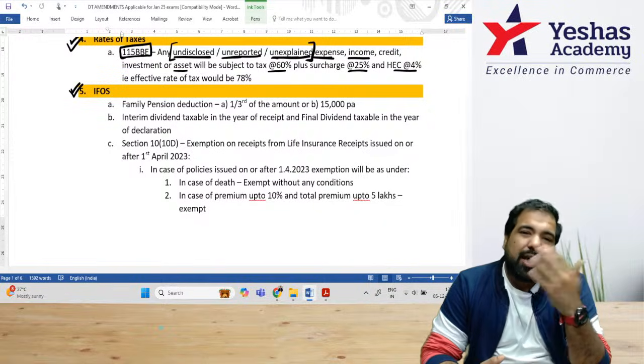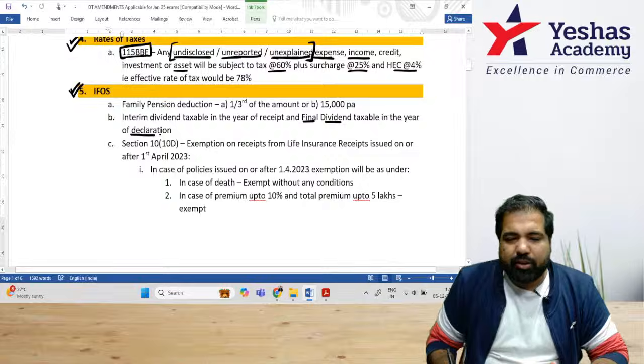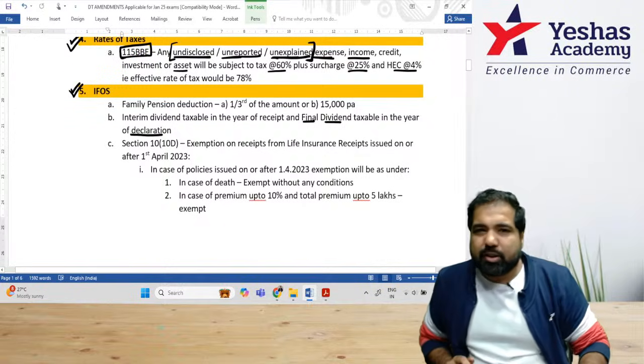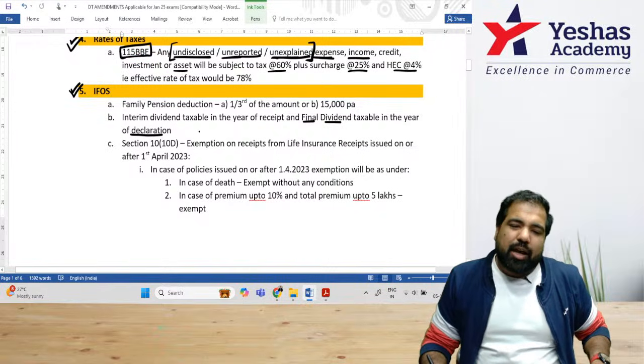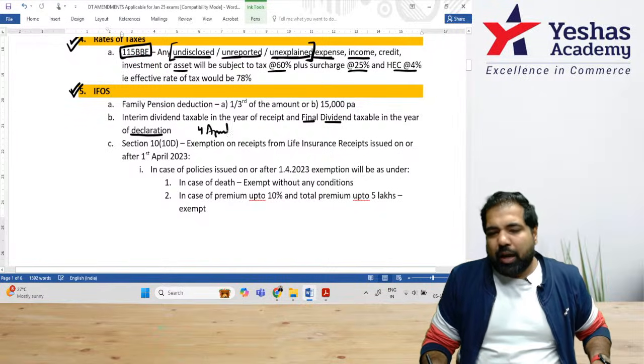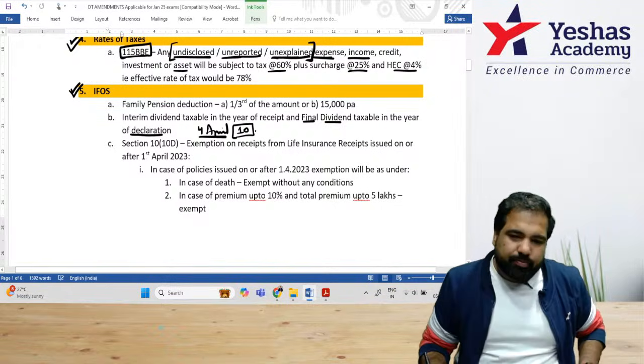If the dividend is given in the annual general meeting, that means it's a final dividend. Then whenever it is declared, the year of declaration will be considered as the year of income. Example, let's say the annual general meeting happens on the 4th of April and they declare a dividend of 10 rupees per share, then this will be taxed in this year only, in the year of declaration.